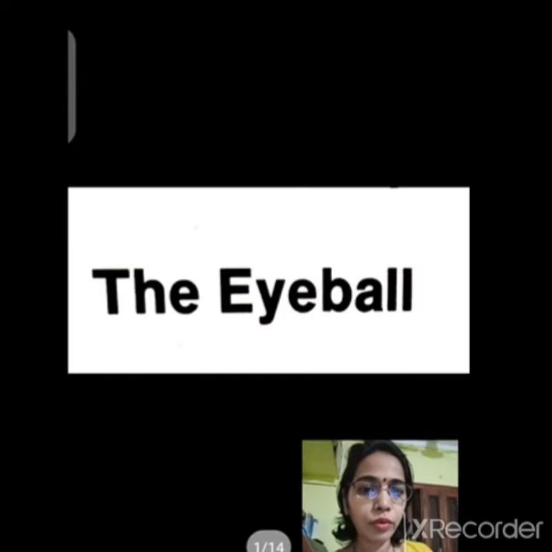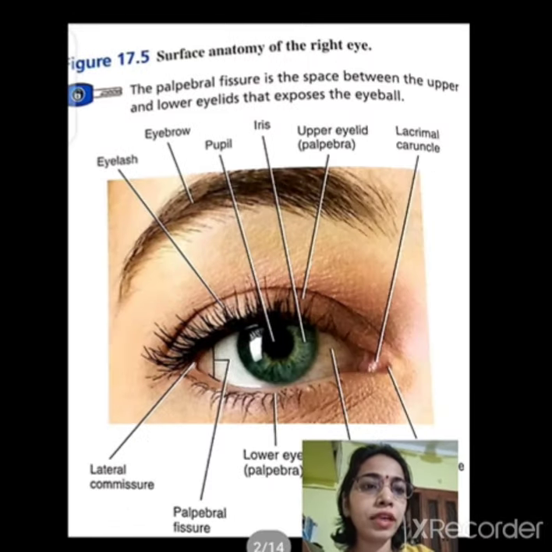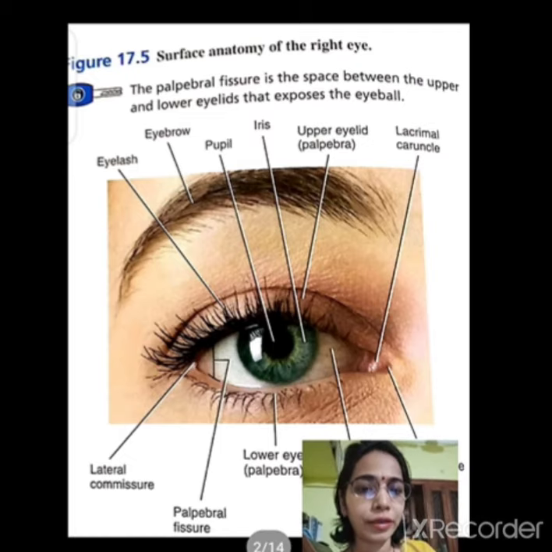Very good morning. Today we'll study the eyeball, extraocular muscles, and visual pathways. Now, first we understand the surface anatomy of the right eye.